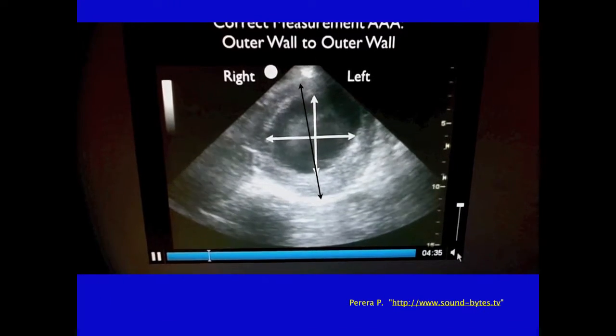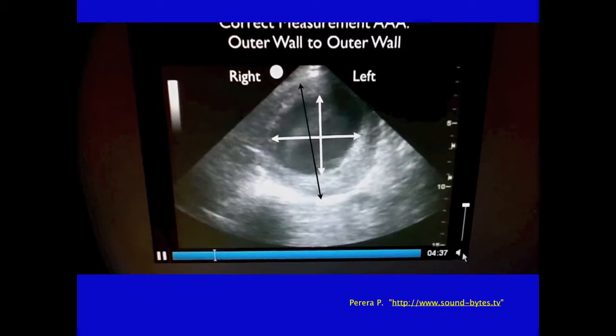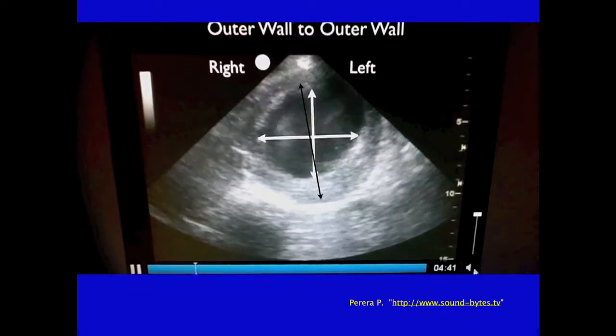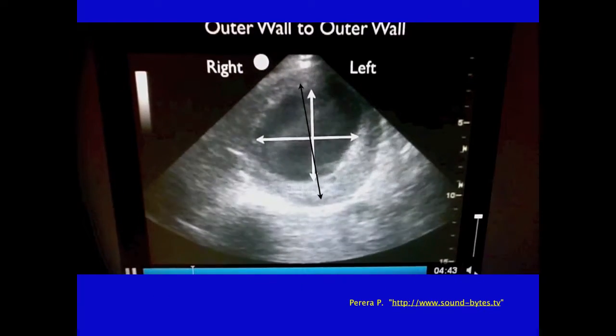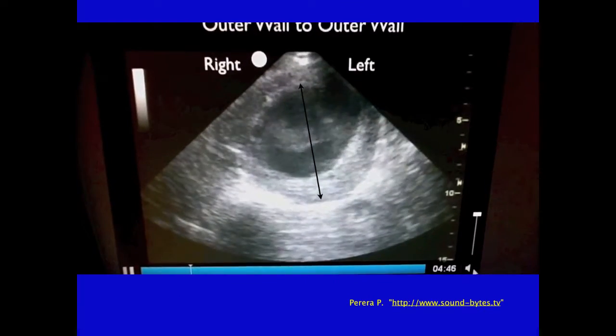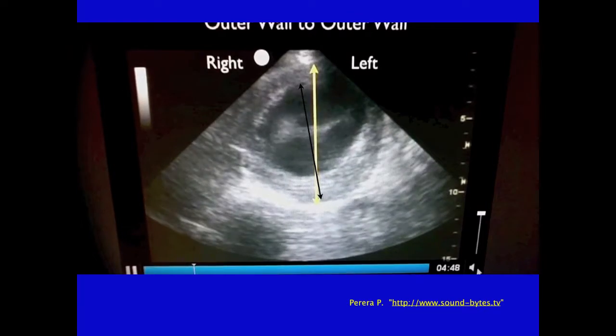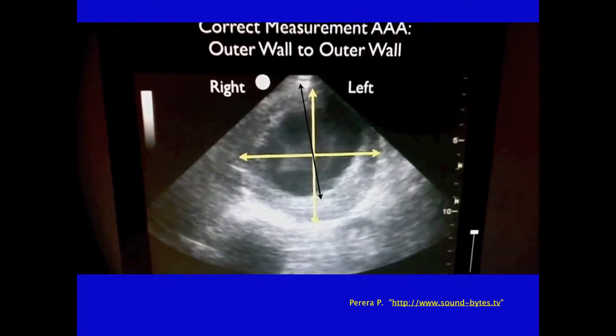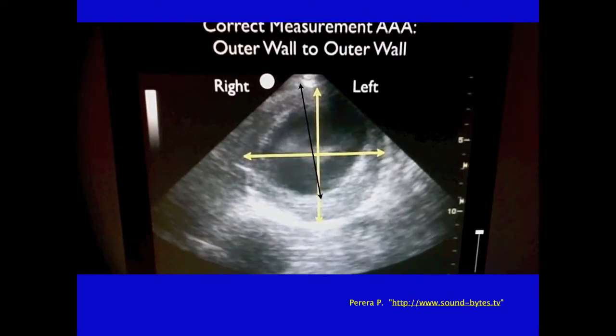Here's a picture of correct outer wall to outer wall measurement. The dark black line is the actual wall. The white lines are what you may accidentally measure if you were not looking exactly at it. Here come the yellow lines that show probably the more accurate wall measurements.